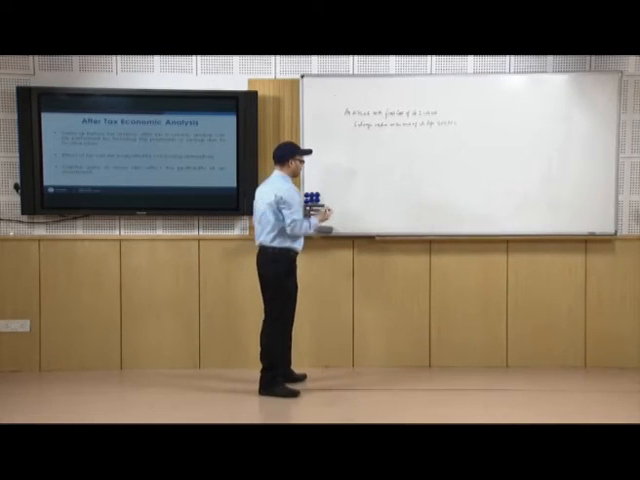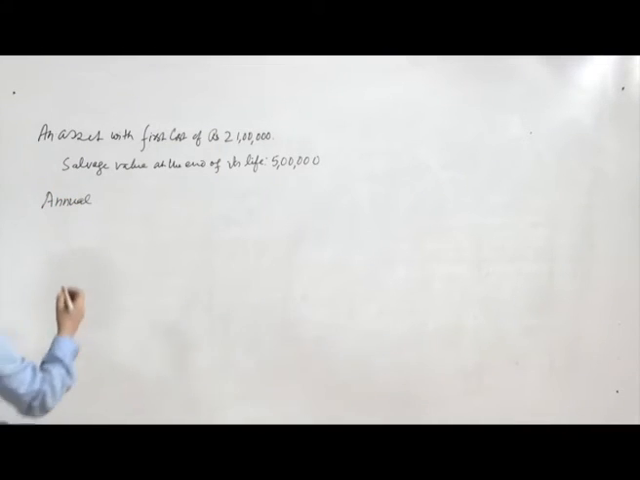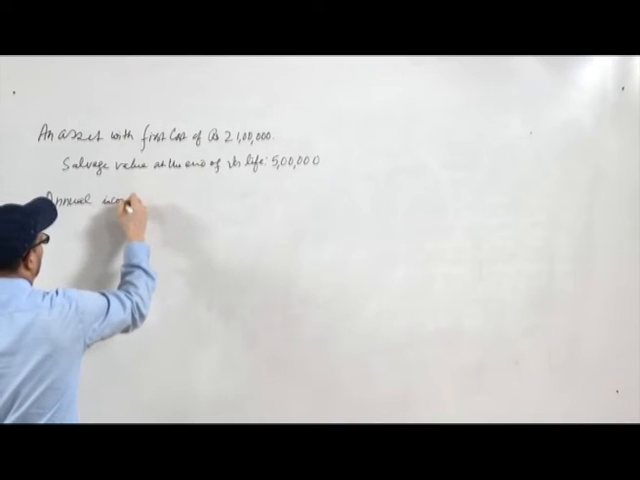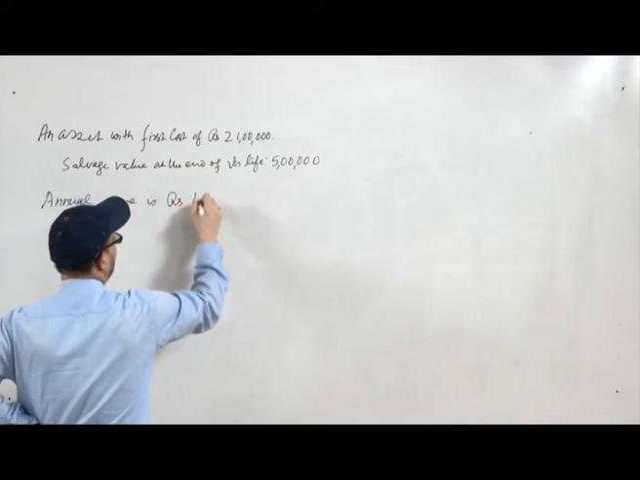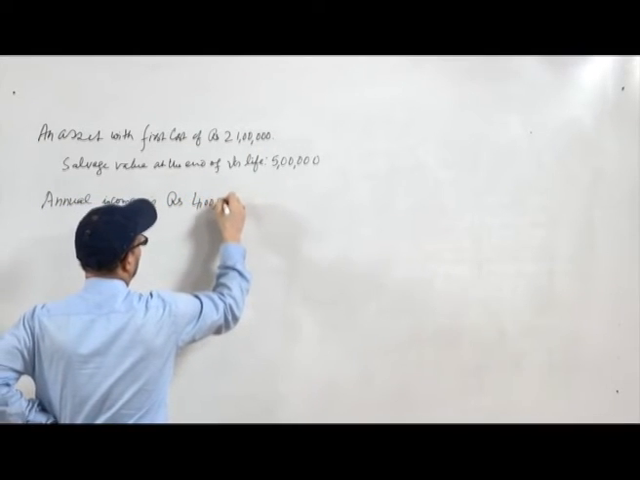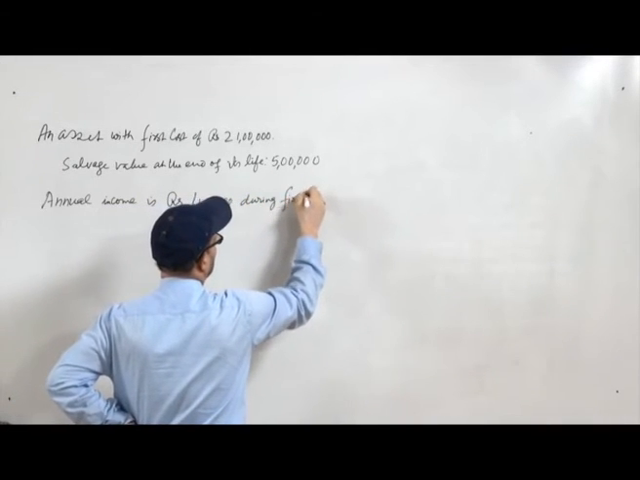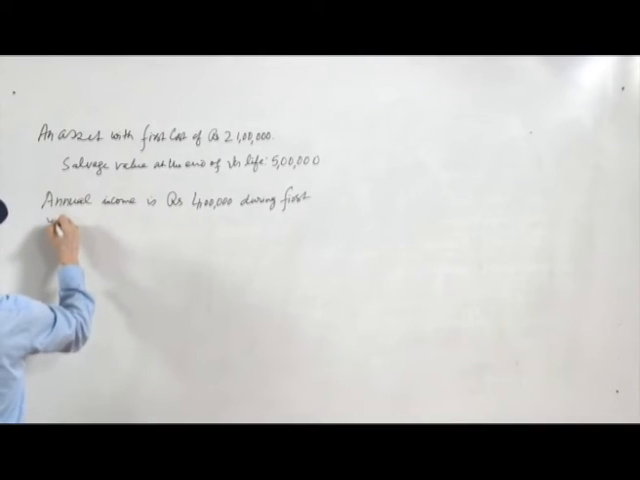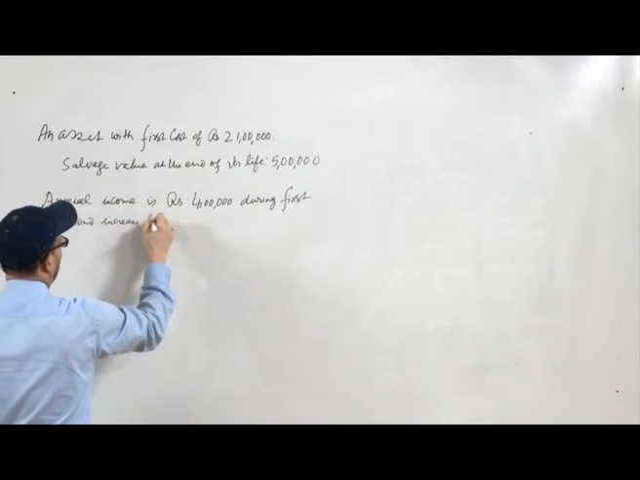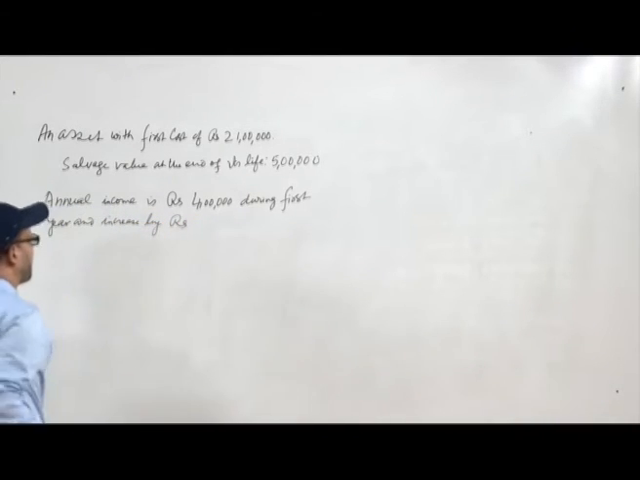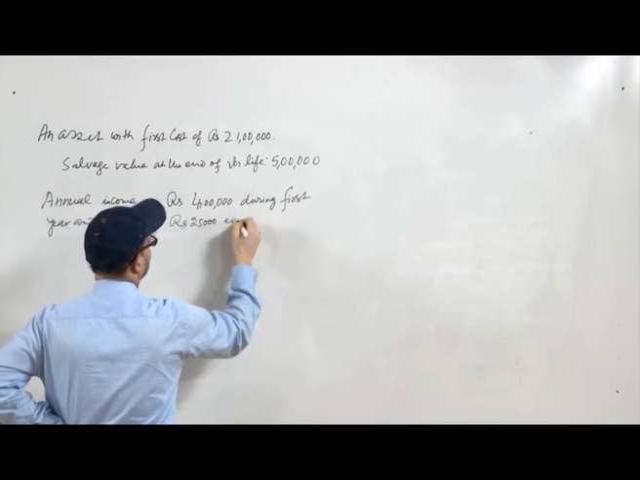So also the annual income which the asset is supposed to produce is rupees 4 lakh during the first year, and increases by rupees 25,000 every year.